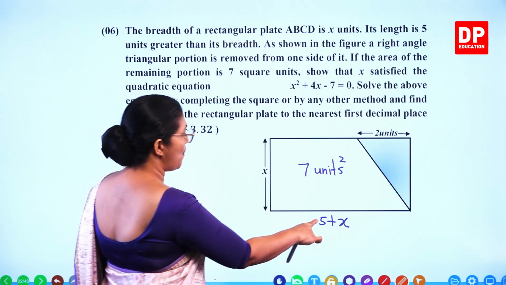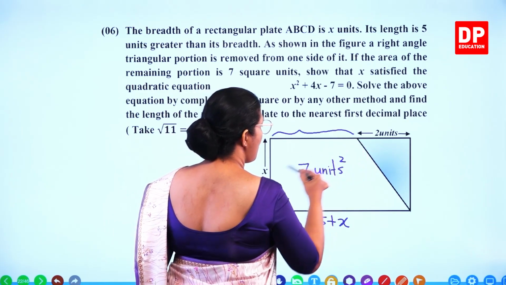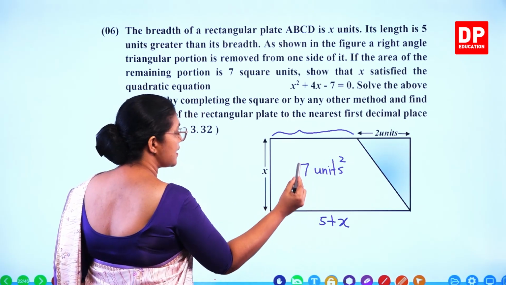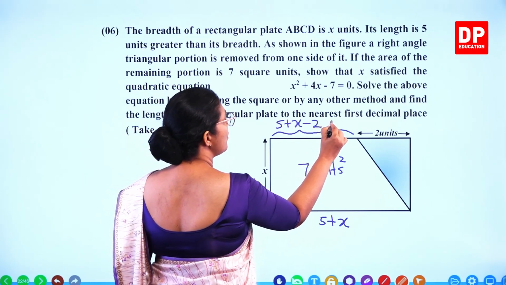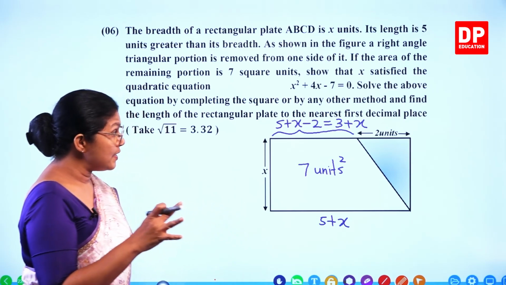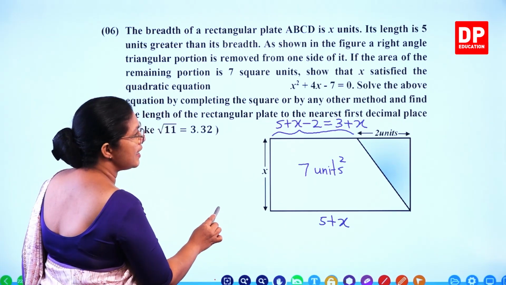So here this is 5 plus x. And what about this part? 5 plus x minus 2. So 5 plus x minus 2, what's the value? 5 plus x minus 2, you get 3 plus x. Now we know the area of this trapezium is 7 units squared. So how you create an equation?